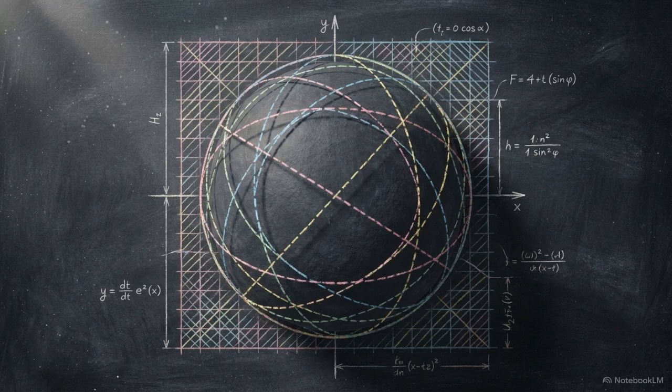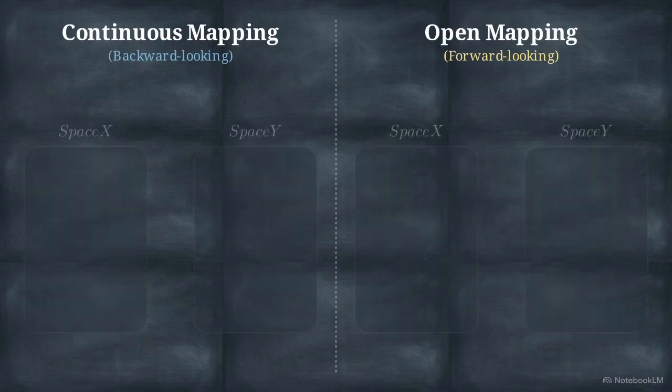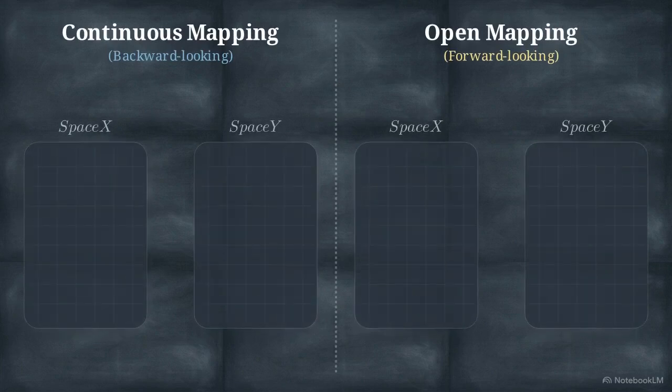Consider a mathematical transformation that guarantees open regions remain strictly open, even across infinite dimensional spaces. This structural preservation relies on the rigid interplay between completeness and linearity. This split-screen diagram highlights the difference between a continuous and an open mapping.